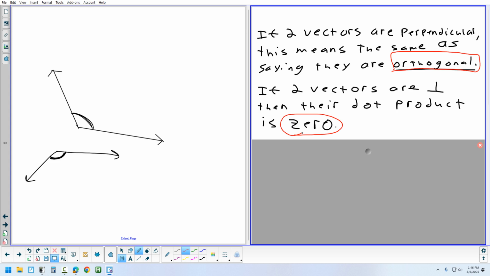So would the same thing happen if we got 90 or 180? No, 90 and 180 is a little different. That's parallel. So we'll talk about 0 and 180. That's parallel. There really is no shortcut for that. But there is a shortcut for perpendicular. If you find the dot product and it's 0, you're done. The vectors are perpendicular.